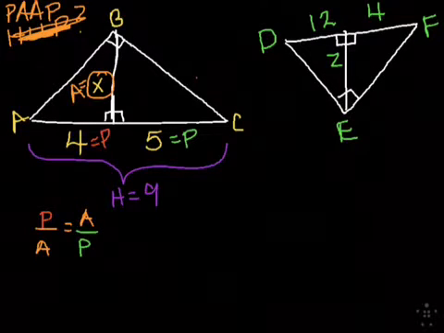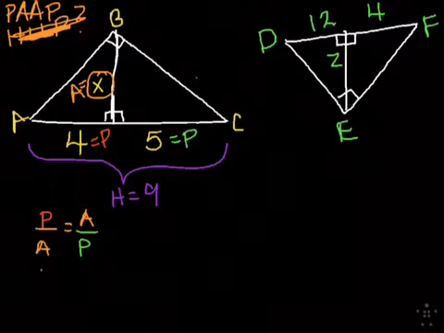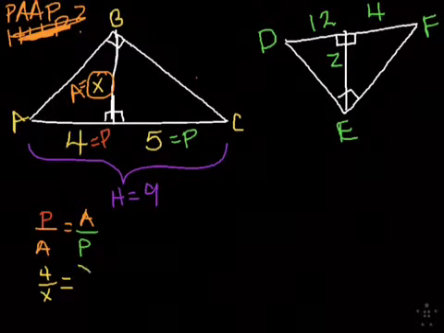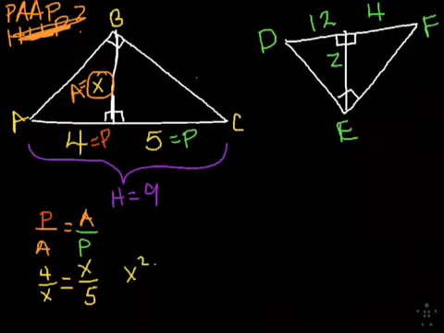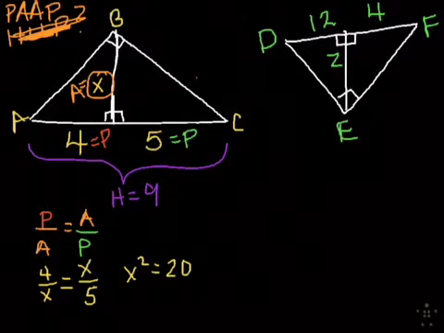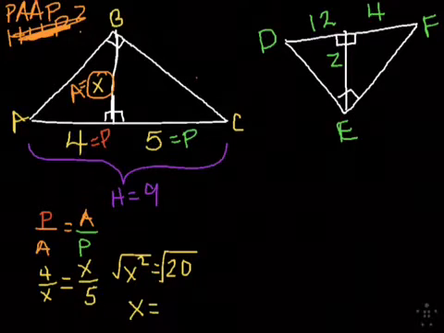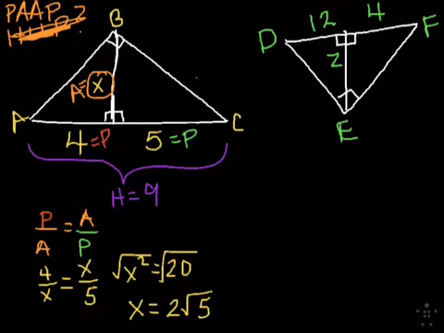So I know the part that is in red is 4. The altitude is x, and the other part in green is 5. Cross multiply, x squared equals 20. Take the square root of both sides, so x equals 2 square root 5. So I know the value of the altitude would be 2 square root 5.